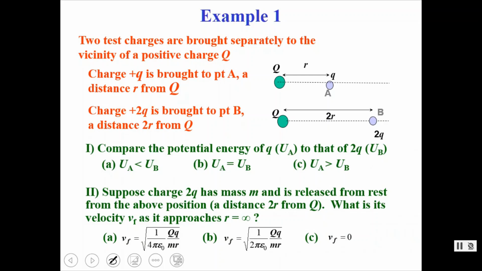And then the next one I want you to figure out is this one. So now suppose charge 2Q has a mass of M and is released from rest. So this guy has a mass of M right there, is released from rest. What is the velocity Vf as it approaches R equals infinity? So pause that one and work it. When you're ready, hit play again.